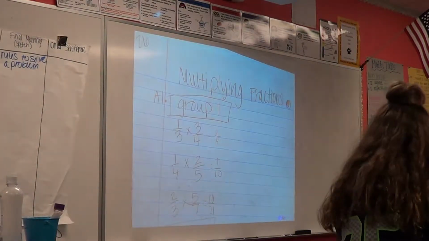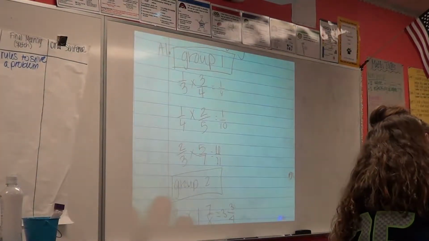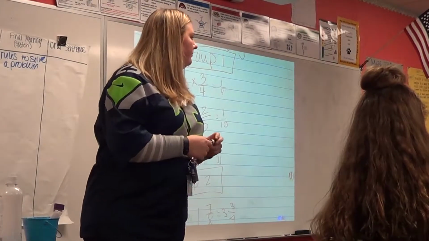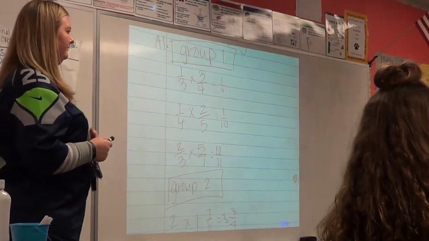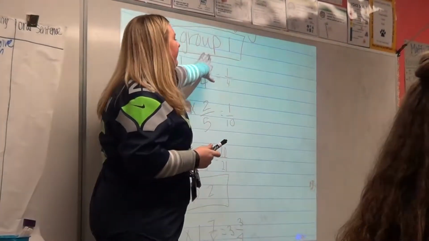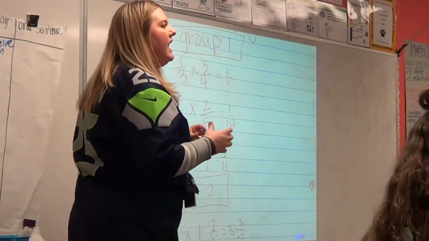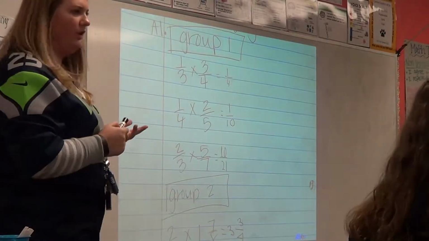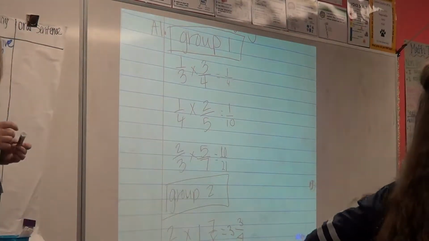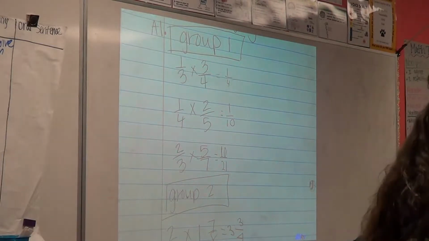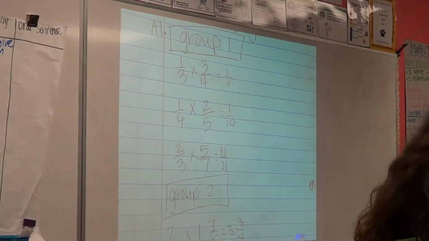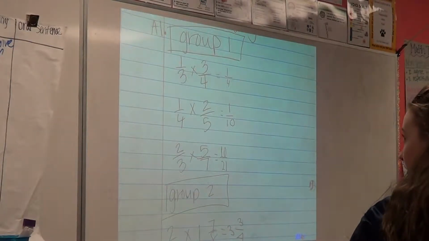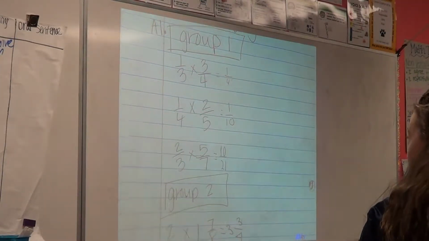Okay, so let's go back and look at group 1. What do you notice the problems in group 1 have in common? Colby? They're all just fractions, there's no whole numbers. Yeah, it's fraction by fraction. So if we were to add another example, what would another problem potentially look like? Kayla? Another problem could be 2/5 times 1/2. It's a fraction by a fraction.